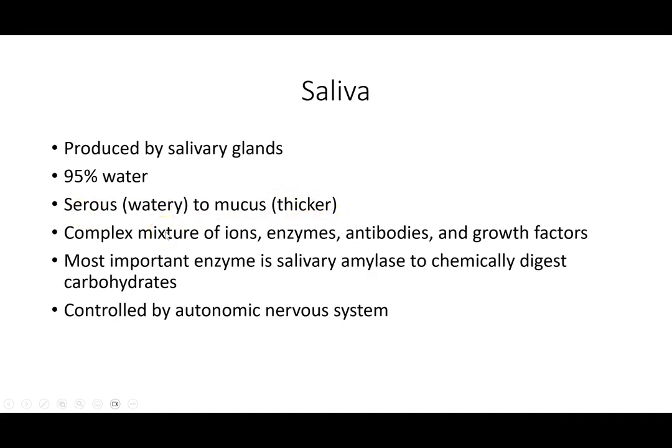It's going to have not just water, but again, ions, enzymes, antibodies, and some growth factors. So, also having those antibodies for the immune system function. Most important enzyme is that amylase to start breaking down carbohydrates, and these are controlled by the autonomic nervous system, so that automatic division again. So, we also get some other things like lysozyme, which is not mentioned here, but that is really important for helping to create an antimicrobial property in saliva.